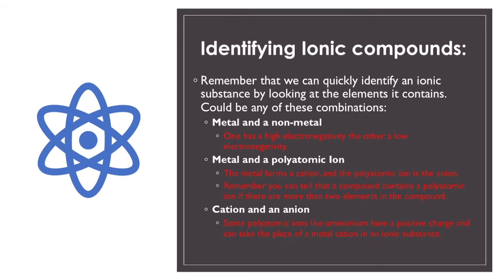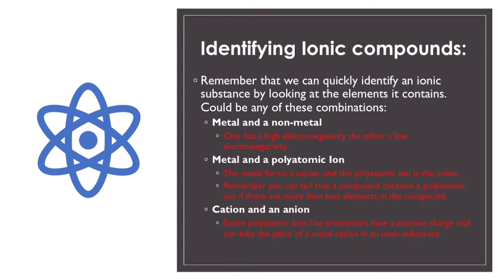And when you're identifying ionic compounds, there are some different things that you can look for. So, most ionic compounds, like we said, occur between a metal ion and a non-metal ion. One of these is going to have a really high electronegativity and the other one's going to have a lower electronegativity, and there's going to be that transfer of electrons that causes them to become ions and then thus be attracted to one another after that.